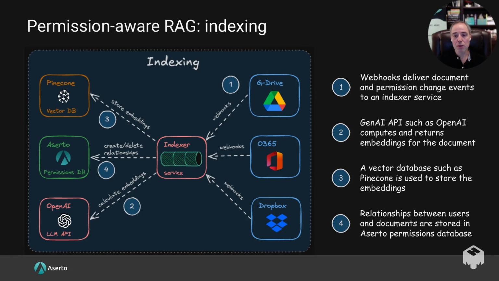Once we deliver those webhooks to an indexer service, that indexer service will call a GenAI API, such as OpenAI, to compute embeddings for those documents. Then we store those embeddings in a vector database, such as Pinecone. And finally, we store relationships between users and these documents. For example, who's an owner, who's a viewer, who's an editor of each of these documents. This is what happens during indexing.